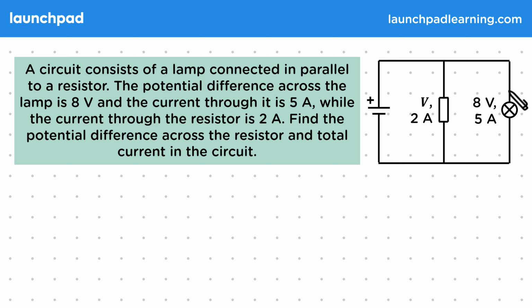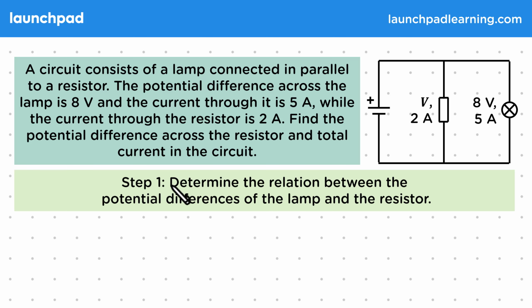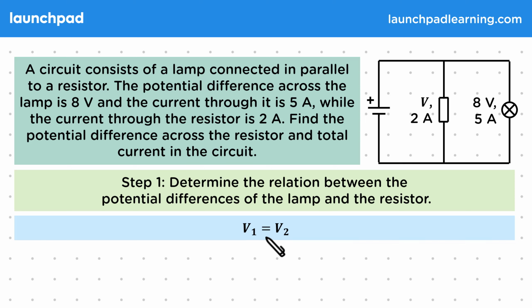Since this is a simple parallel circuit, we'll be using the rules we've just learnt. Let's start with the potential difference. So in step 1, determine the relation between the potential differences of the lamp and the resistor. Remember that since these components are in parallel, we can use the rule V1 equals V2. In other words, the two components have the same potential difference across them. So the potential difference of the resistor is also 8 volts.